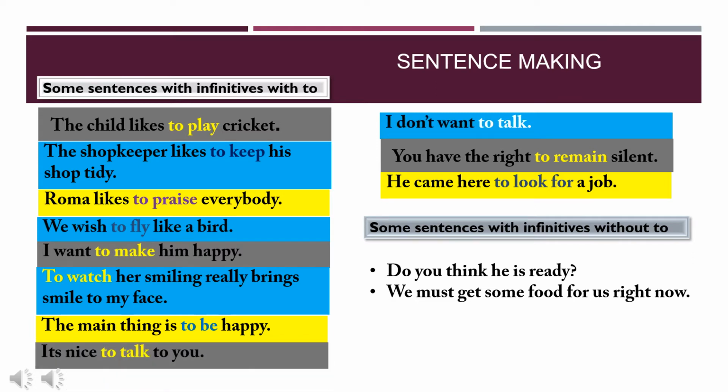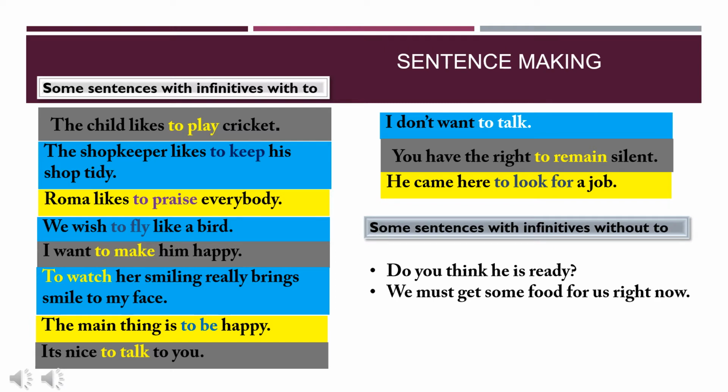I always feel it's better to learn from examples, so I have gathered some examples here. Let us check them. The child likes to play cricket. The shopkeeper likes to keep his shop tidy. Roma likes to praise everybody. So to praise is the infinitive and likes is the verb. Likes to play: this is a combination of words and this forms a simple sentence with an infinitive.